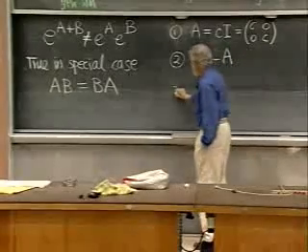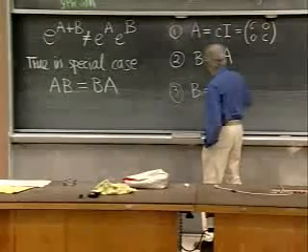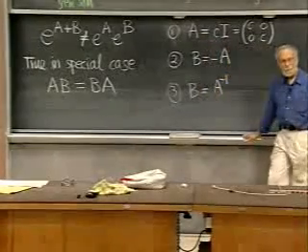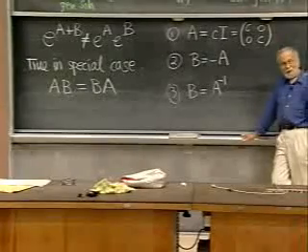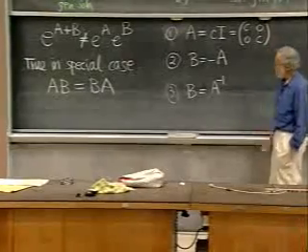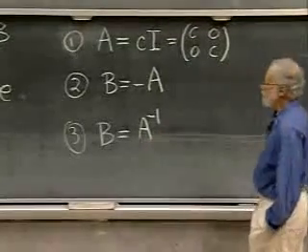And the third case is when B is equal to the inverse of A, because A A inverse is the same as A inverse A. They're both the identity. Of course, A must have an inverse. Okay, let's suppose it does.